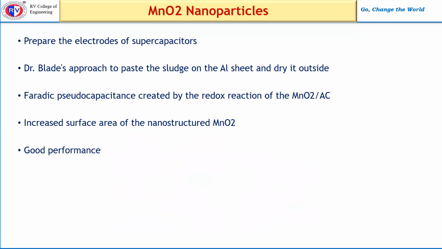So, coming to results. Then it's applied to supercapacitor electrodes. The Doctor Blade approach is used to paste the slurry on the aluminum sheet and dry it outside. Pseudocapacitance is created by the redox reaction of manganese oxide and activated carbon. So it resulted in increased surface area. And after testing, we came to know that the supercapacitor shows good performance.